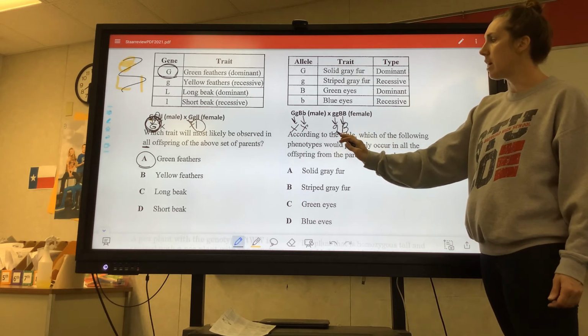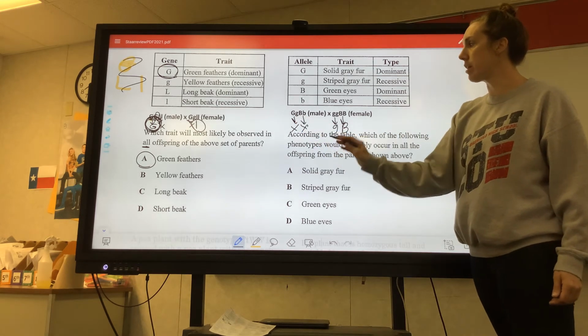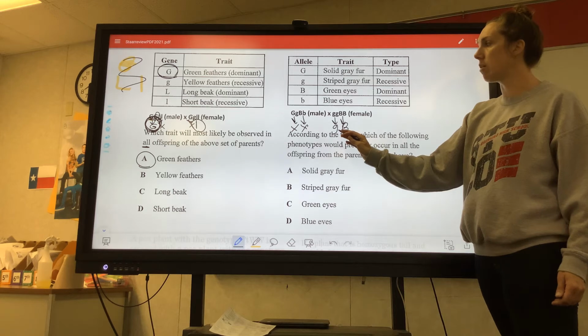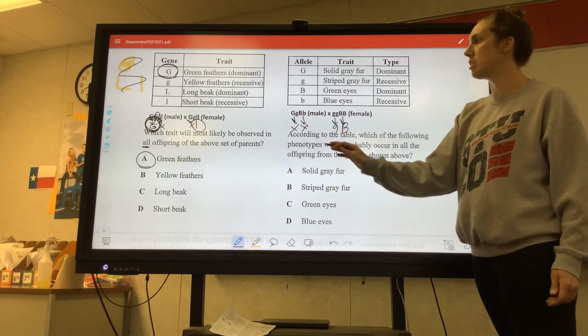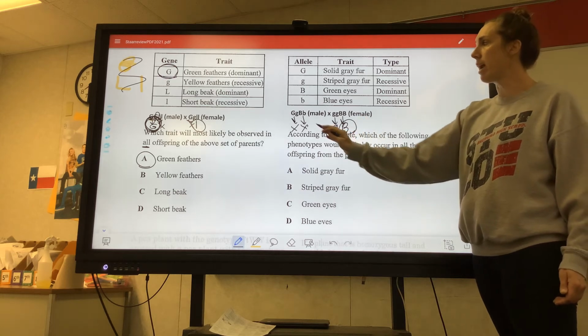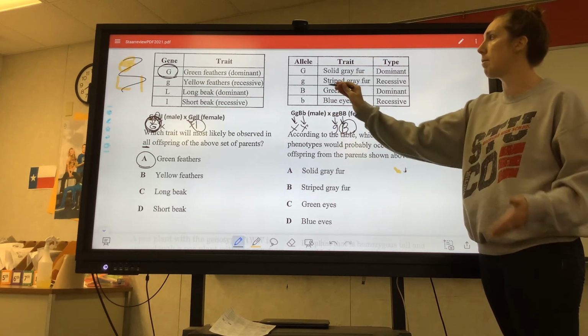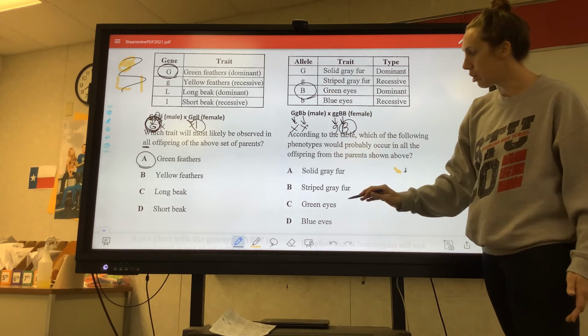Now, because it has a little g, I still don't know if it's going to get a big G from over here. So even though I know it's going to get a little g, I still don't know what kind of G is going to come over here. Now, because it gets a big B, I don't care if it gets another big B because I know it's going to have the big B dominant phenotype, which is green eyes.